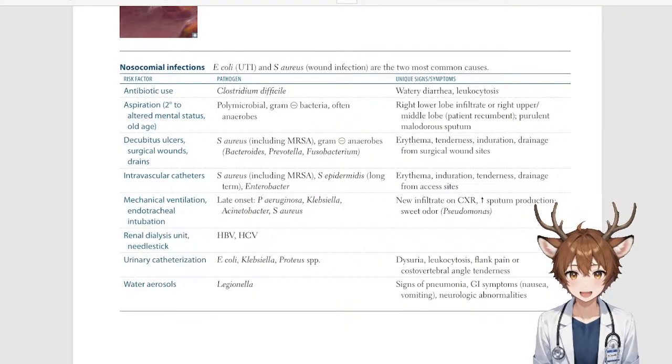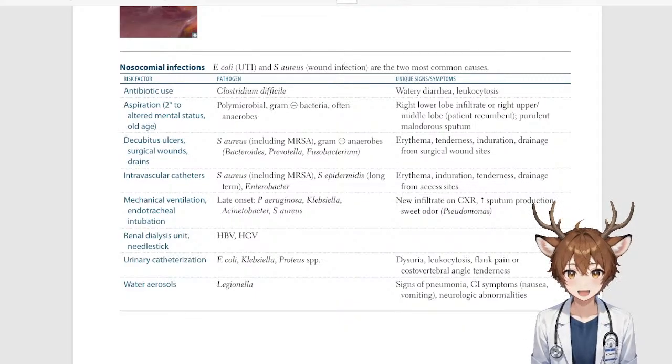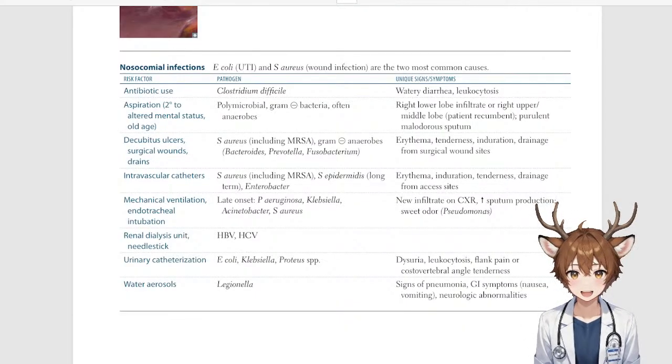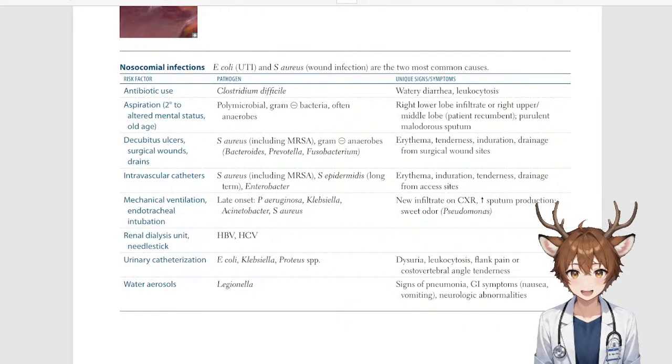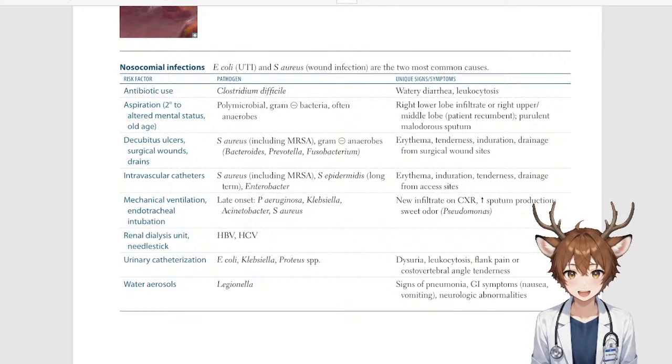So again, risk factor: aspiration, secondary to altered mental status, old age. You might have a pathogen like polymicrobial, gram-negative bacteria, often anaerobes. And you might have a right lower lobe infiltrate or right upper or middle lobe, since the patient is recumbent, with purulent malodorous sputum.